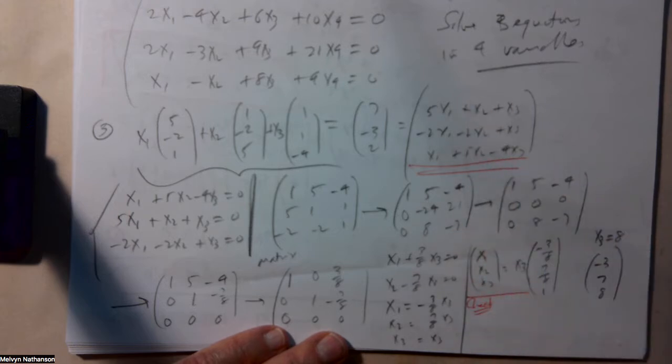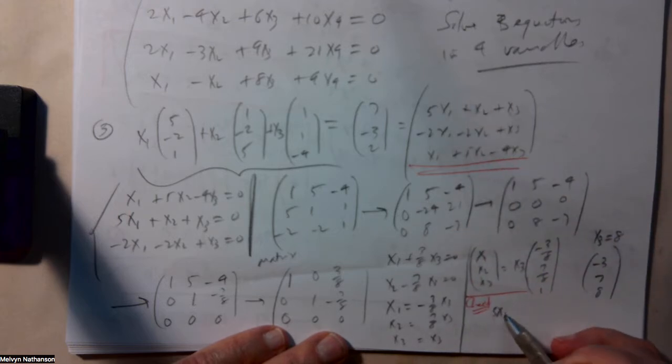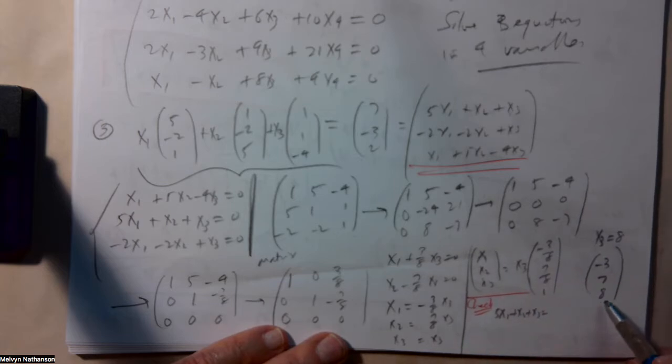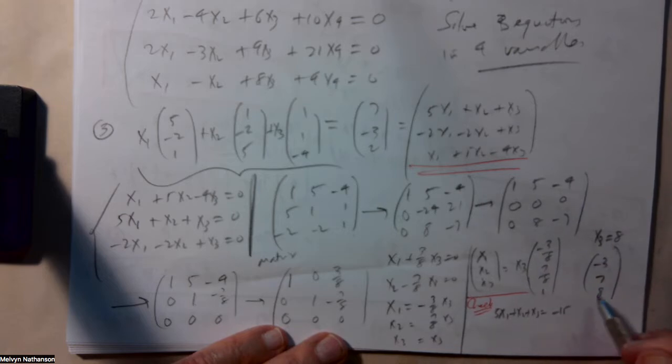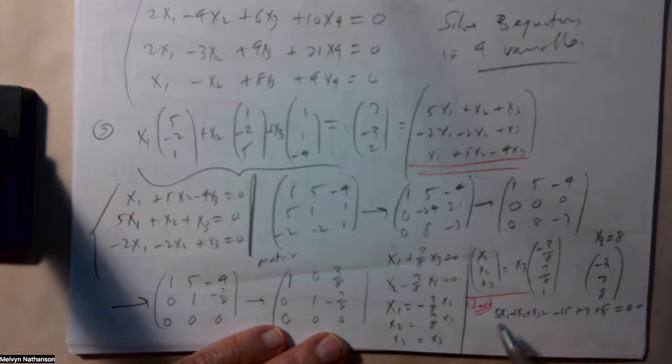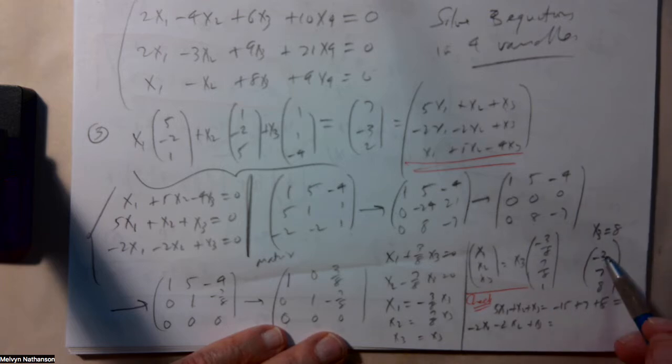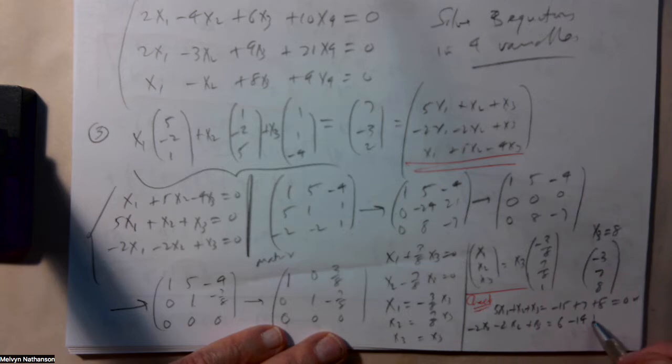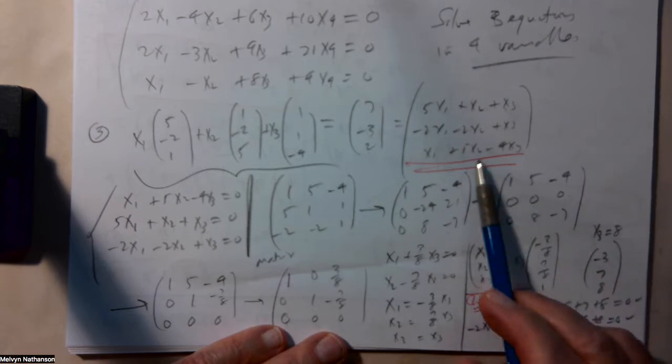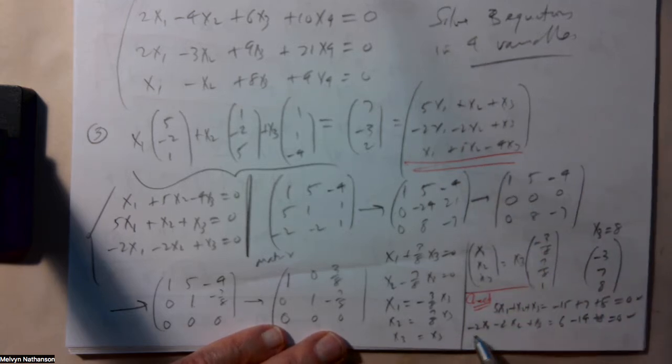So here's my first equation. 5x1 plus x2 plus x3. 5x1 is minus 15 plus 7 plus 8 is 0. That checks. My second equation, minus 2x1 minus 2x2 plus x3. Minus 2x1 is 6. Minus 14 plus 8, that's also 0. That checks. Let's look at the third equation.